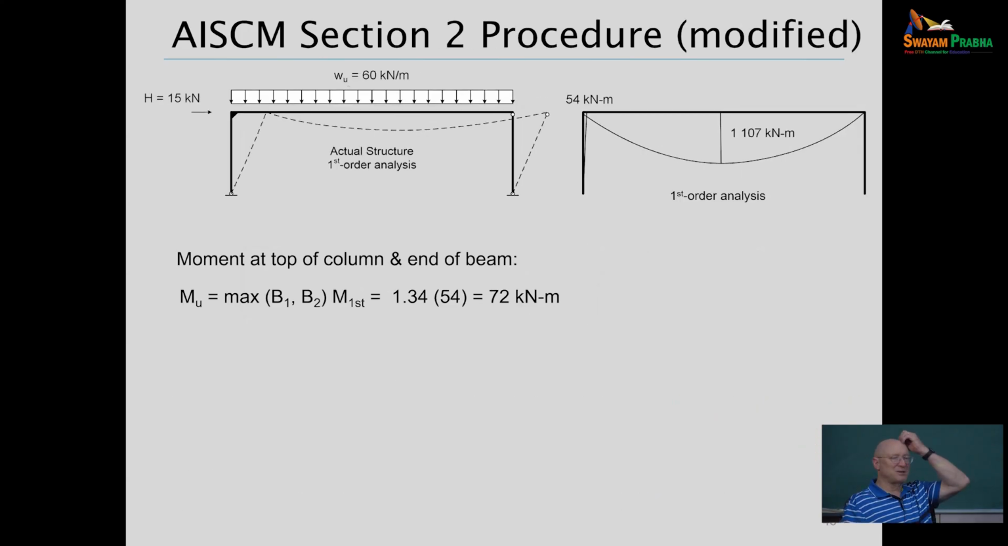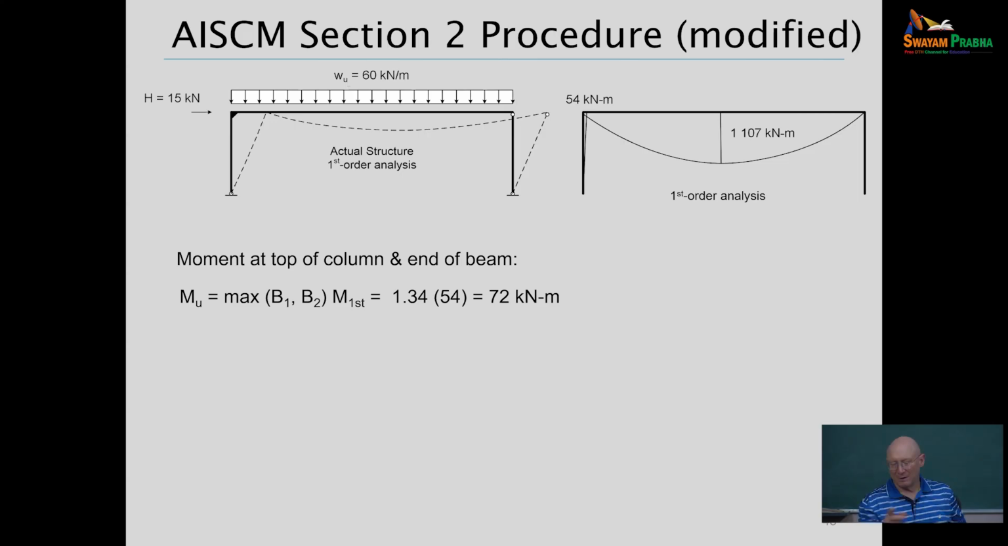All right, that's the NTLT method of using first-order analysis with amplifiers. One way of doing things that's very popular in U.S. practice is to just take the maximum B1 and B2. Usually it's B2 that's going to be the larger number, and multiply your first order moment by that, from just your ordinary analysis that you would do of the frame if you were given the frame and asked to do a first order analysis. All right, so 1.34 is our maximum amplifier.